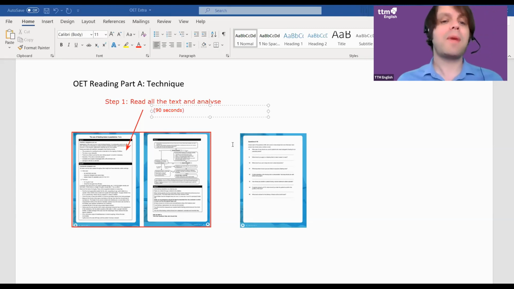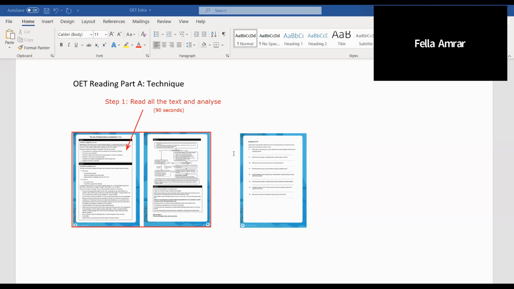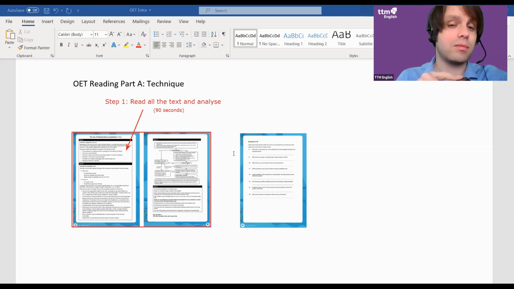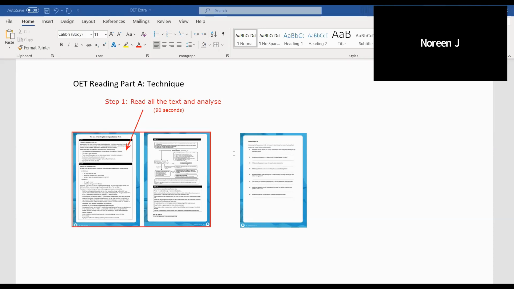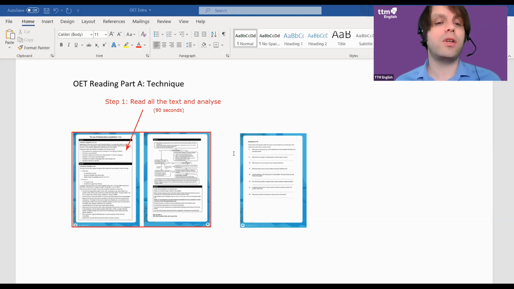Now, am I wasting time when I analyze it? Am I going to run out of time? What do you all think? No. Remember, it actually saves you time. Yeah, saves the time. Okay. And I'll explain that a little bit more in a second, because what is step two?